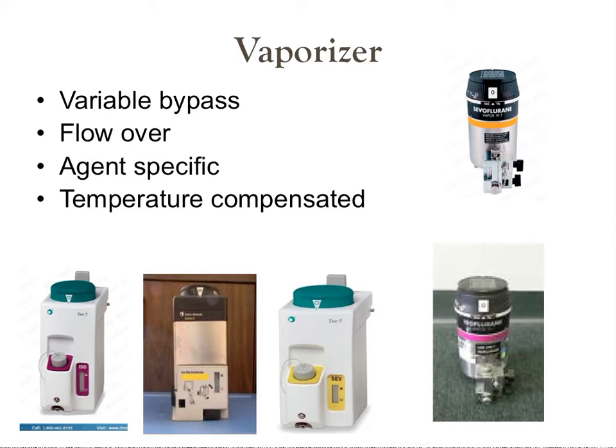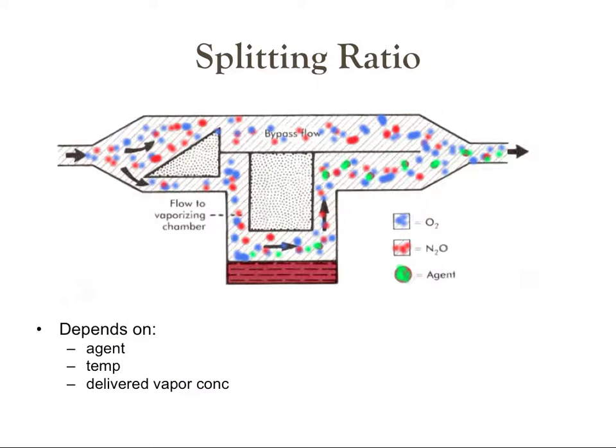The vaporizers that we use are variable bypass, flow over, agent specific, temperature compensated. The total flow of gas arriving from the anesthesia machine over here is split between the variable bypass, which will go up here, and the vaporizing chamber down here. And this is where the anesthetic agent is contained. The ratio of these two flows is a splitting ratio. The splitting ratio depends on the agent, the temperature, and the chosen vapor concentration to be delivered to the patient circuit.